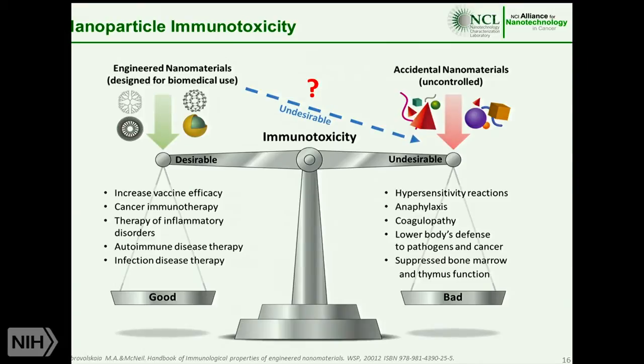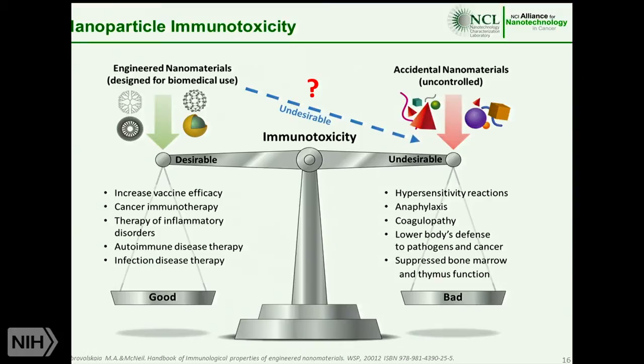A lot of engineered nanomaterials are designed for biomedical use, and they are designed to be immunologically reactive. Nanoparticles can be used to increase vaccine efficacy, to improve cancer immunotherapy, to achieve therapy of inflammatory disorders or autoimmune diseases and infectious diseases. So these kinds of interactions with the immune system are good because they are desirable. However, nanoparticles may also lead to undesirable side effects, including hypersensitivity reactions, anaphylaxis, coagulation disorders, myelosuppression, and, when undesirable, may lead to lower body defense to pathogens and cancer.